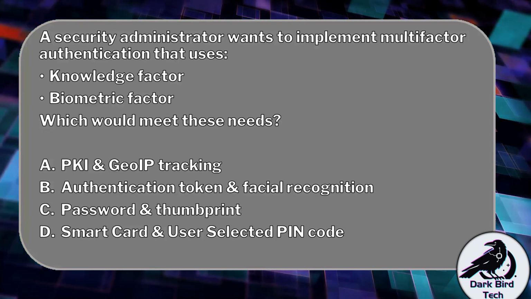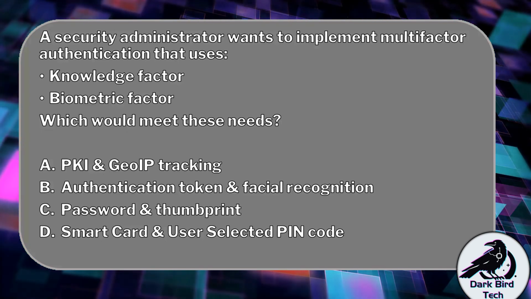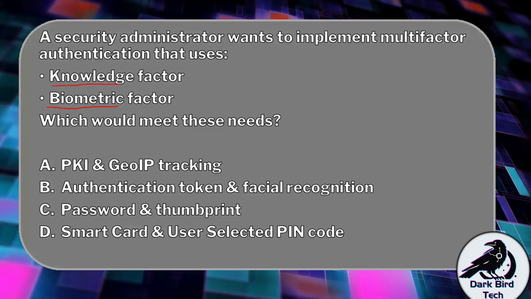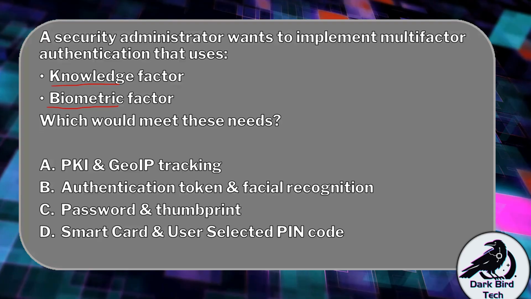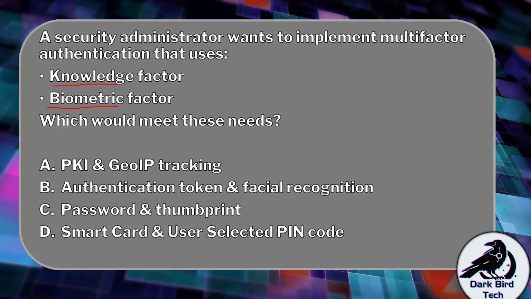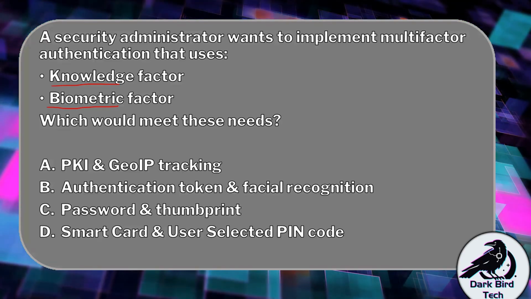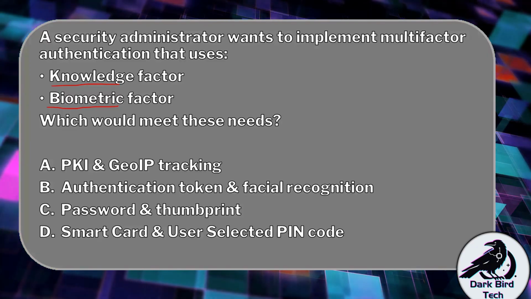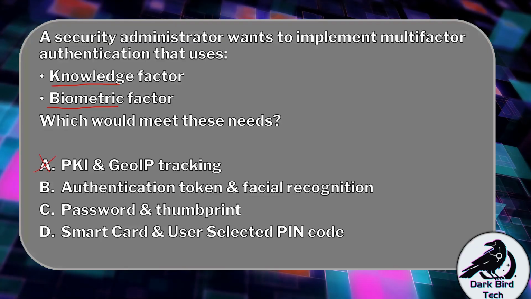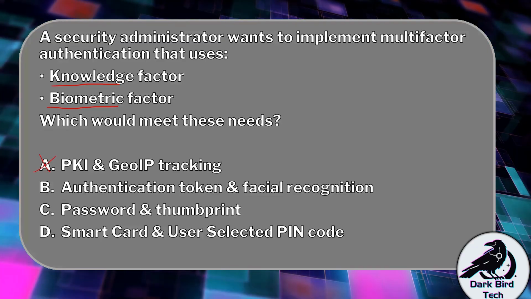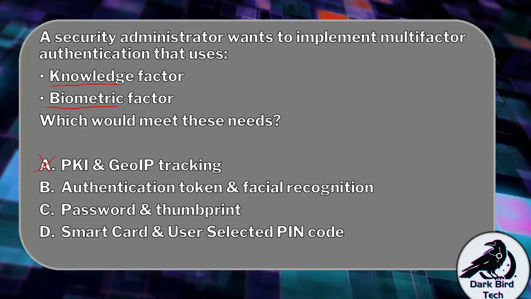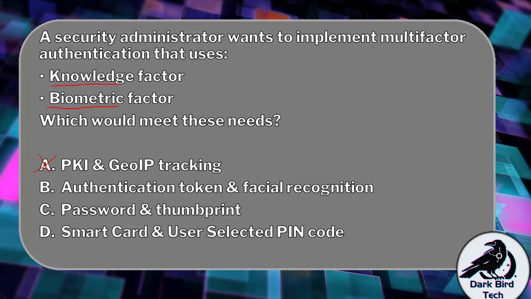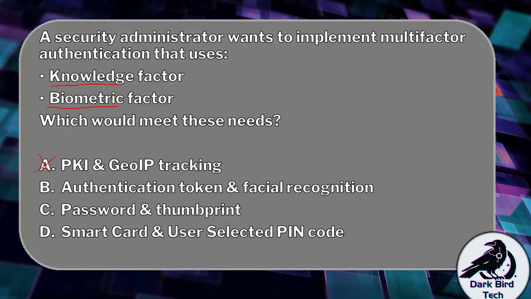All right, so let's see. We're looking for something that's got knowledge and biometrics. So you've got to know the thing, and it's got to be something to do with your physiology. Cool. Public key infrastructure, you don't need to know your certificate, so it's just given to you, so it's more possession. And then geo-IP tracking, that's location-based, so that's a double negative there. An authentication token, you got to have the thing. And facial recognition, okay, that's biometrics. So we fell short on the authentication token, but we're okay with biometrics.